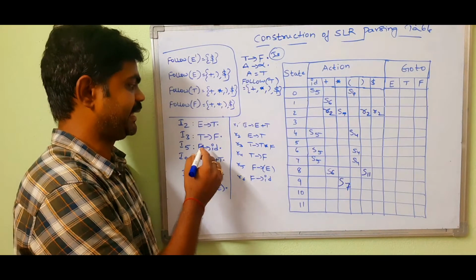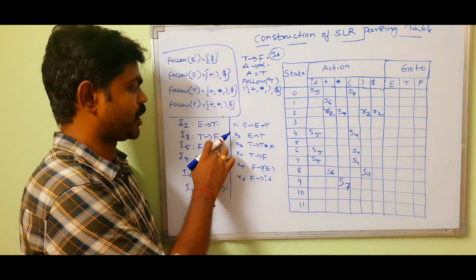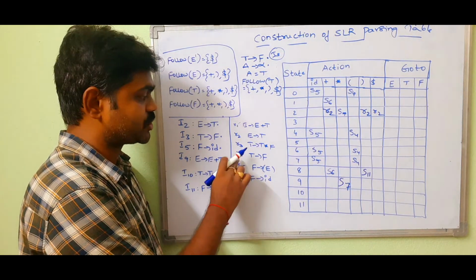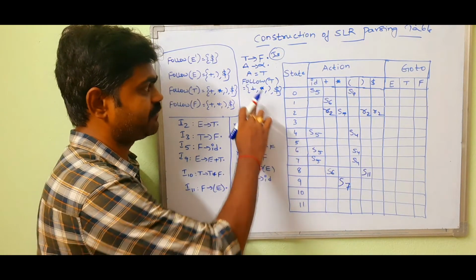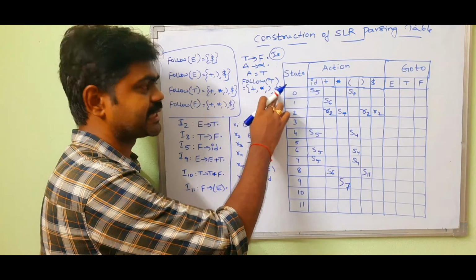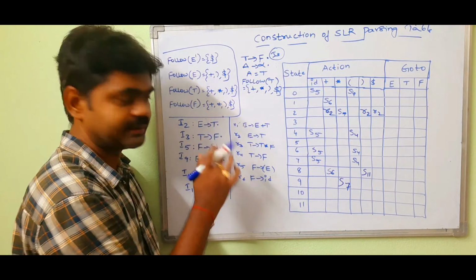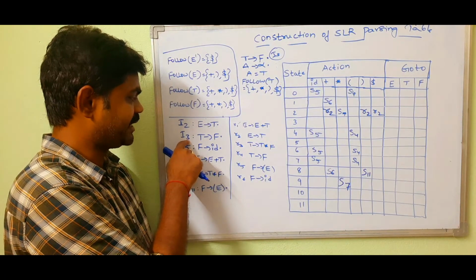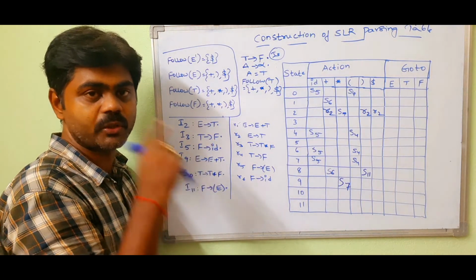So if you see clearly, where is T tends to F dot? T tends to F is at R4. Okay. So I need to write R4 in the place of plus, star, right parenthesis, and dollar. Is it clear? So here we need to check. Here we have I3, so don't write R3. Okay. So don't get confused.